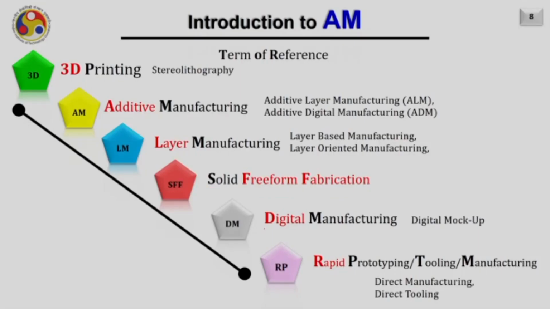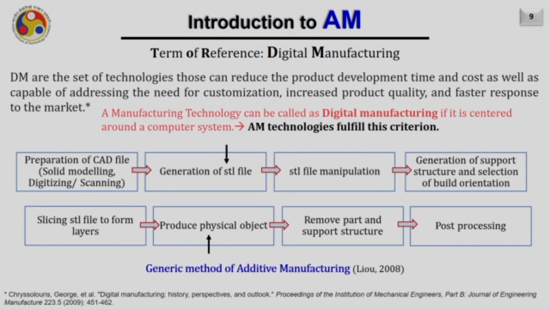The other one is digital, and hence digital manufacturing or digital mock-up. So why do we call this technology digital manufacturing? Basically, digital manufacturing is the set of technologies that can reduce the product development time and cost, as well as address the need for customization, increased product quality and faster response to the market. And it is possible when a manufacturing technology can be integrated with computers. And additive manufacturing fulfills this criterion.